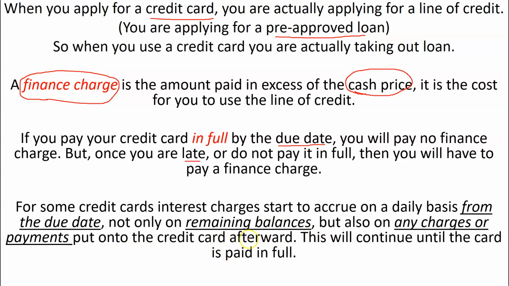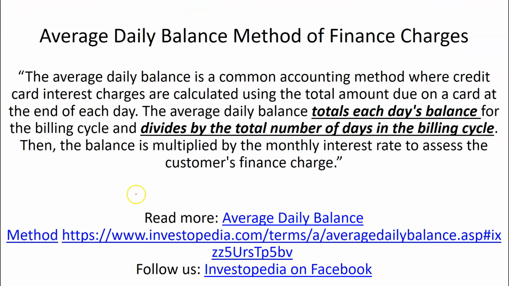But we're going to be looking at calculating those charges, that finance charge. The way that we're going to do this, most, again, cards do it this way, but not all. Most of them use what's called the average daily balance method. So what we're going to do is, first we have to come up with what was the daily balance. The average daily balance is a common accounting method where credit card interest charges are calculated using the total amount due on that card at the end of each day.